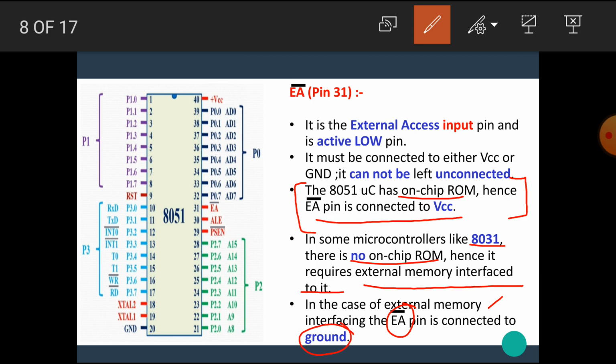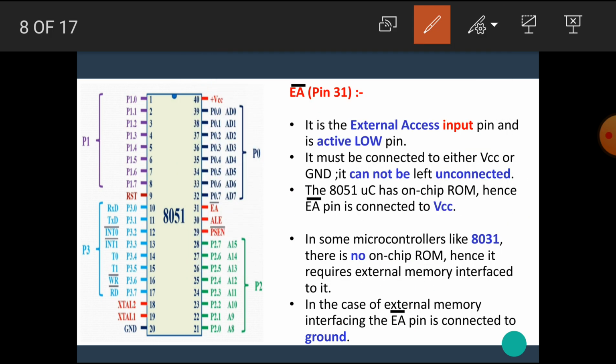In other words, or shortly, we can say that if the memory is present on the chip or the memory is inbuilt in the chip, then EA pin is connected to VCC. Or if the memory is not inbuilt in the processor or controller, then the EA pin is connected to ground.